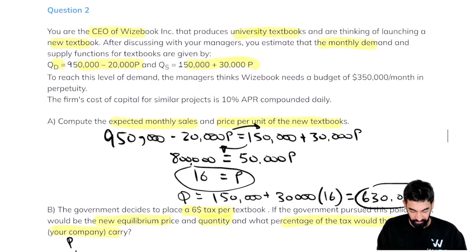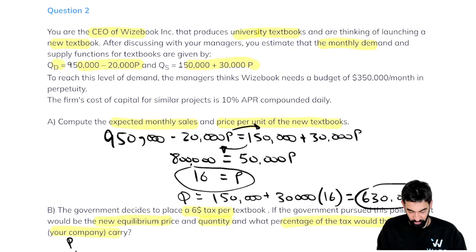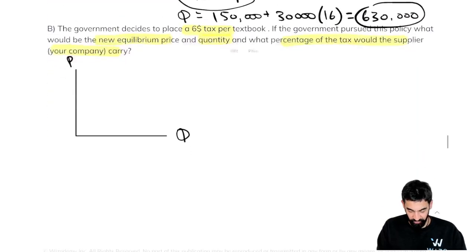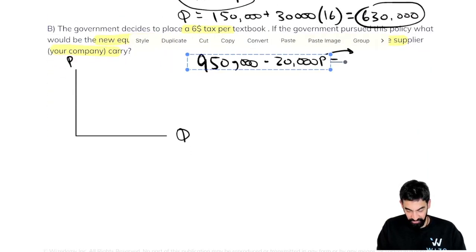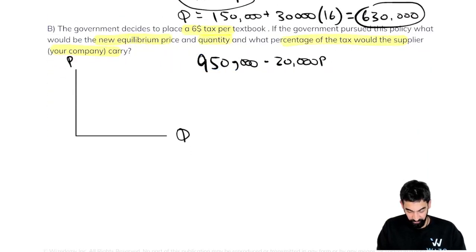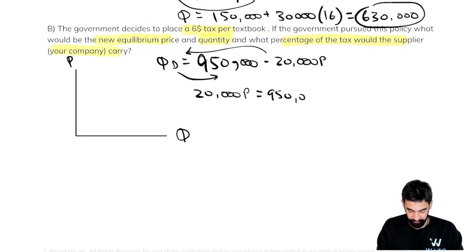So on the demand equation, it's QD equals 950,000 minus 20,000 P. So if I want to rearrange that and make P the subject, how could I do that? That's your QD equation. So I'm going to bring the negative 20,000 P to the left and bring QD to the right. So it's going to become positive 20,000 P equals 950,000 minus Q. And then for P, you're going to divide everything by 20,000.